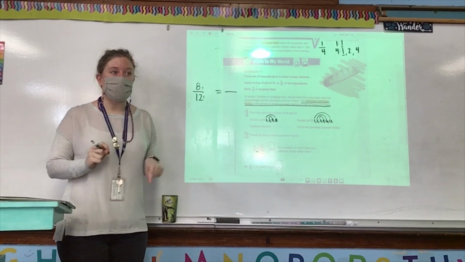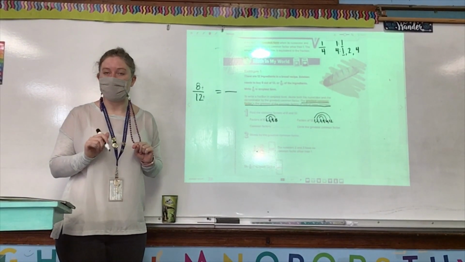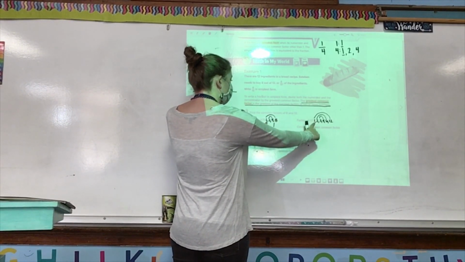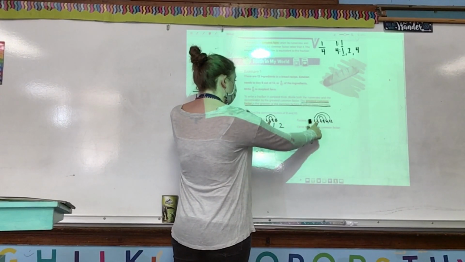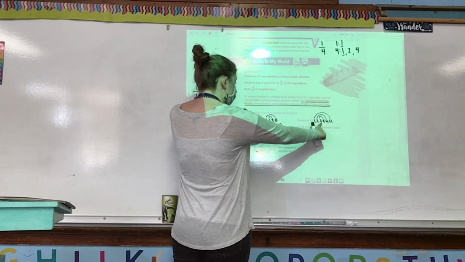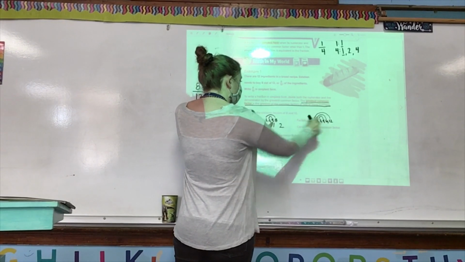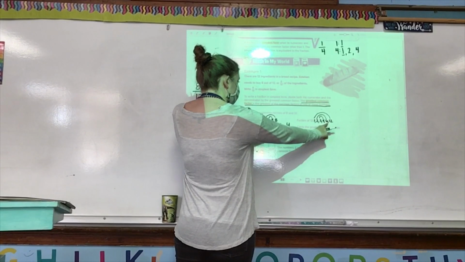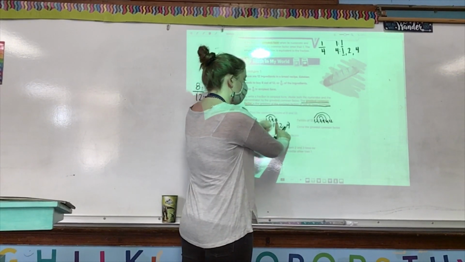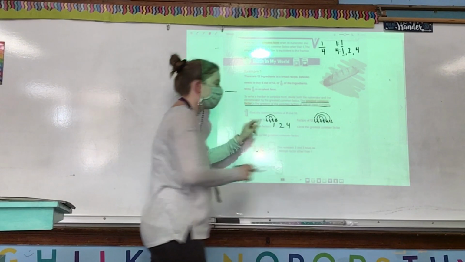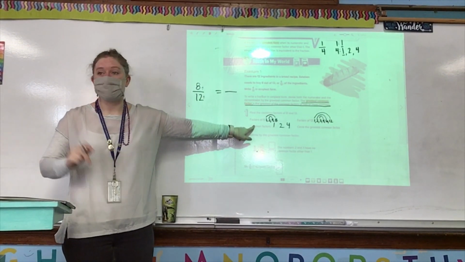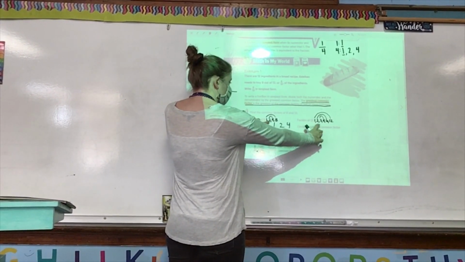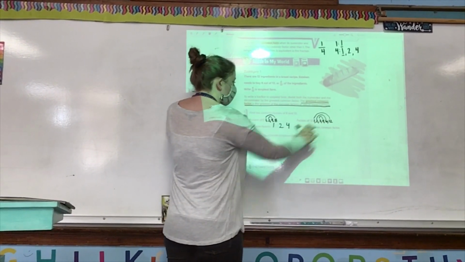Now, we have to figure out, okay, what are the factors that they have in common? So we start at the beginning. Well, definitely 1, 2. Well, 12 has 3, but 8 doesn't, so we're going to skip that. 4. 12 has 6, but 8 doesn't. 8 has 8, but 12 doesn't. And 12 has 12, but 8 doesn't. So the common factors, the ones they both share, are 1, 2, and 4.